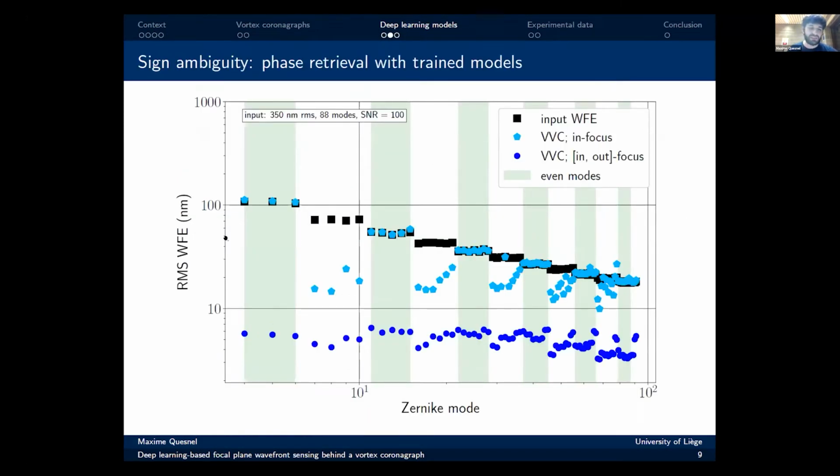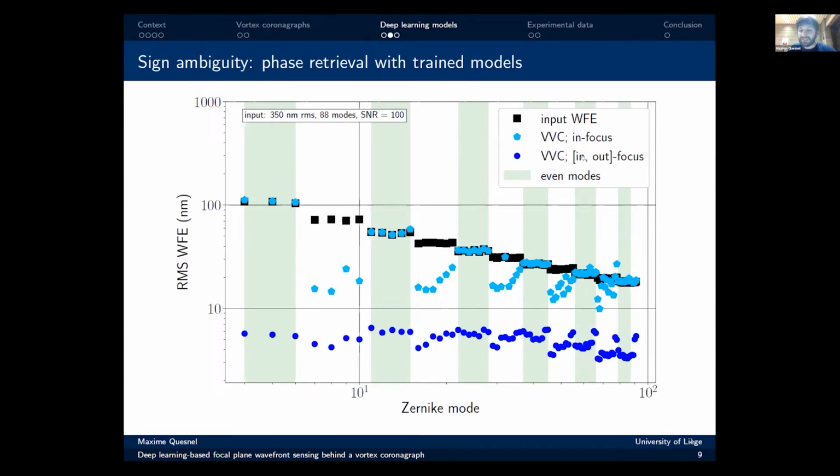And here, what I would like to do is just to show some results regarding the root mean square wavefront aberration for each Zernike mode. So in black, you have the input level of aberration. And in light blue, what you have is what we get using just one in-focus PSF after the vector vortex coronagraph without splitting the polarization yet. And you can see that for the even modes, which means for the green areas, you won't get any correction, while for the odd modes, you will get some correction, which highlights the sign ambiguity problem.